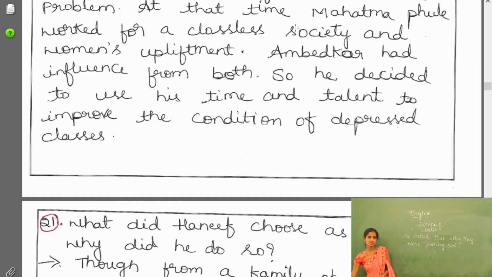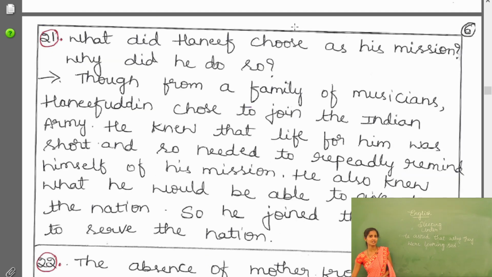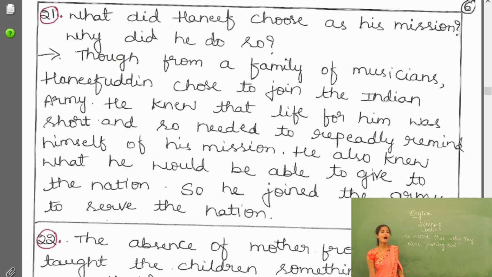Look at the next question. What did Hanif choose as his mission? Why did he do so? So, Hanif was basically from a family of musicians. In fact, he was also good at music. He was very good at playing drums.